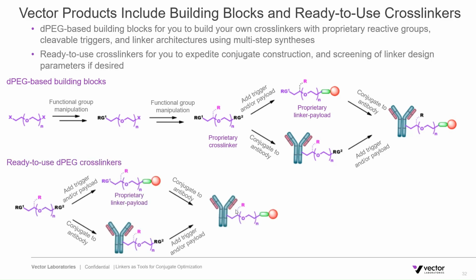We also have ready-to-use crosslinkers, and these can help expedite the synthesis of your conjugate. And this is if you don't want to mess with the synthesis of the crosslinker and rather focus resources elsewhere. For instance, the SAR of the cytotoxin, or developing the release mechanism, or maybe developing the antibody itself. These can also be particularly useful if you're looking to screen different conjugation strategies or possibly screen different linker variables. And again, you just don't want to mess with the chemistry of the different cross-linker combinations.